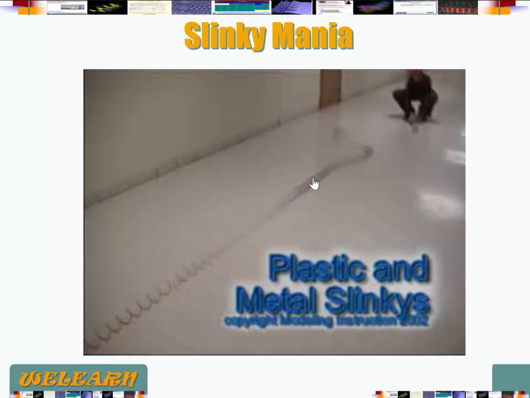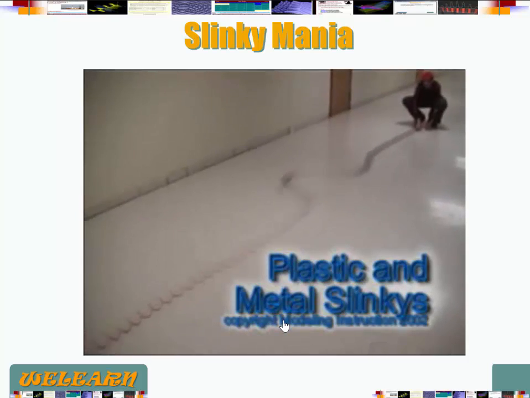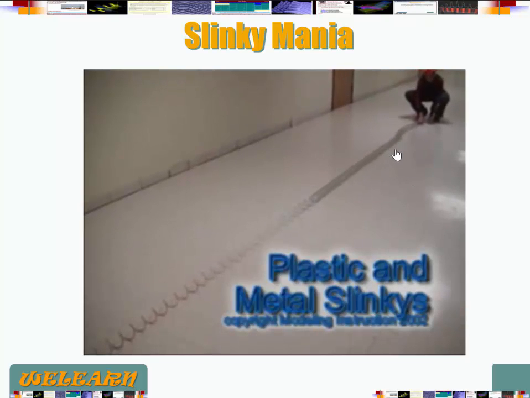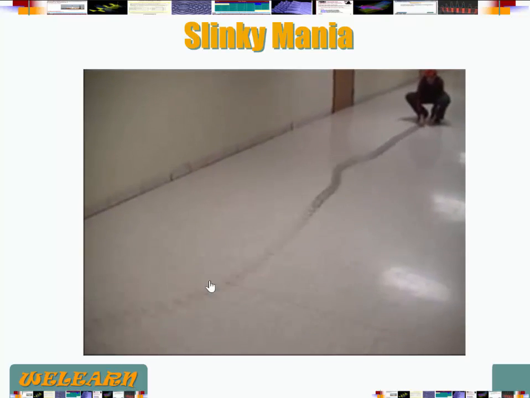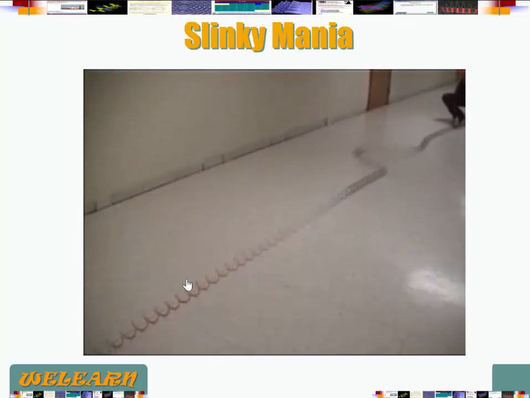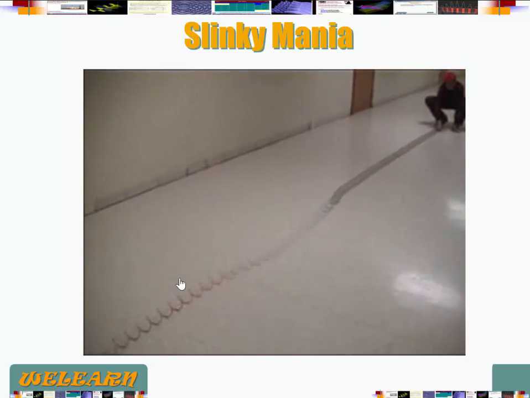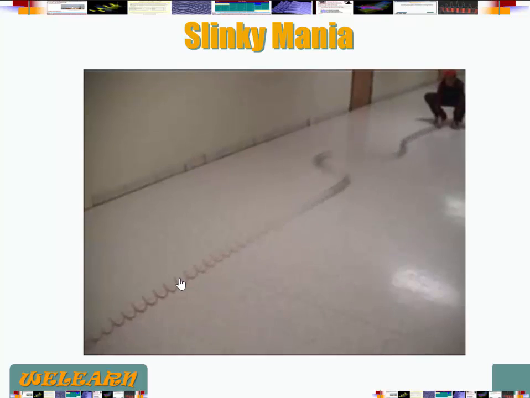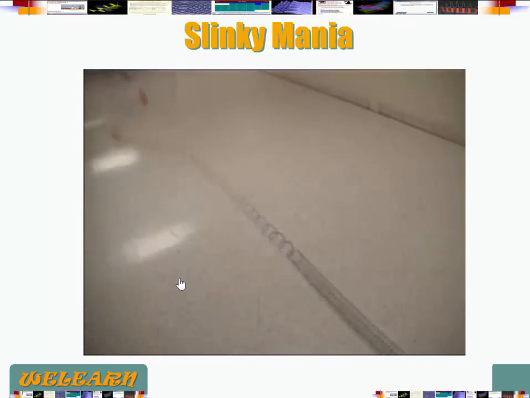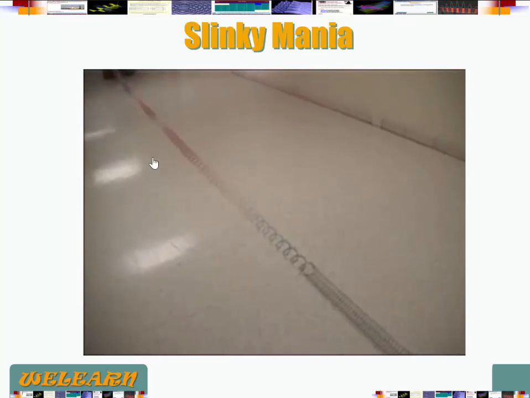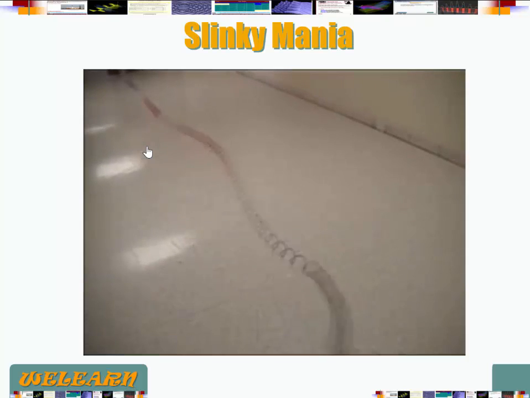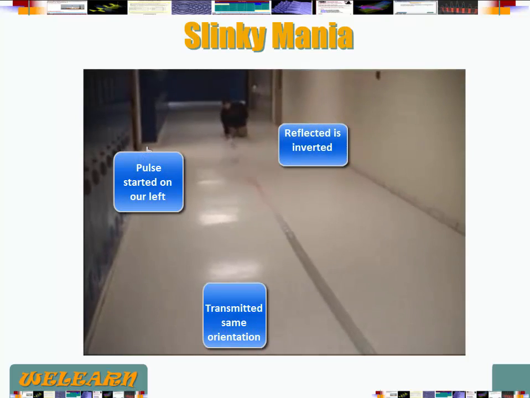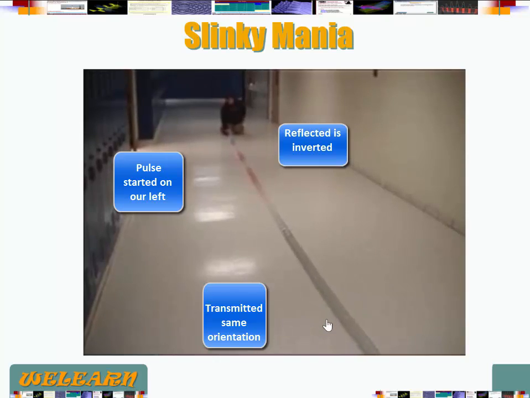And the reflected one, since we go from slow to fast, you'll also notice that the reflected is in the same orientation. Okay, look, reflected is same orientation. Transmitted is same orientation. It's fast, but same orientation. Now we have the opposite. So we start with a pulse here. Transmitted in the same orientation, reflected is inverted.